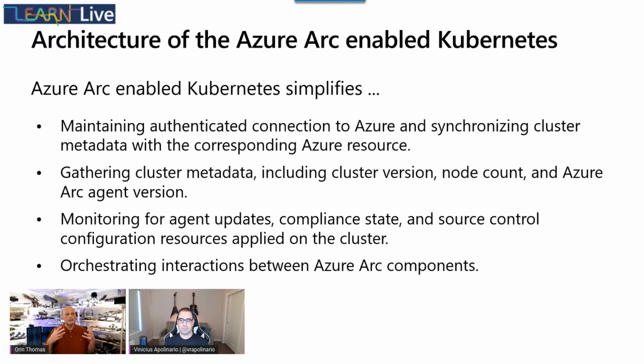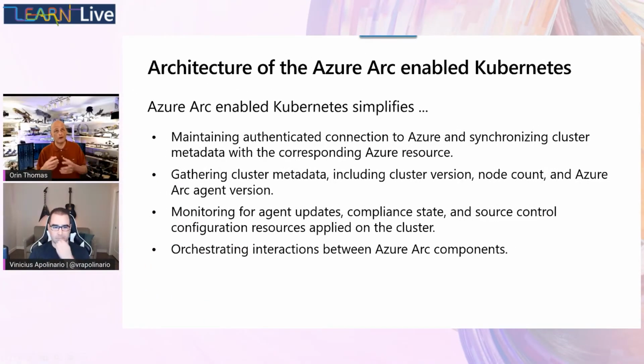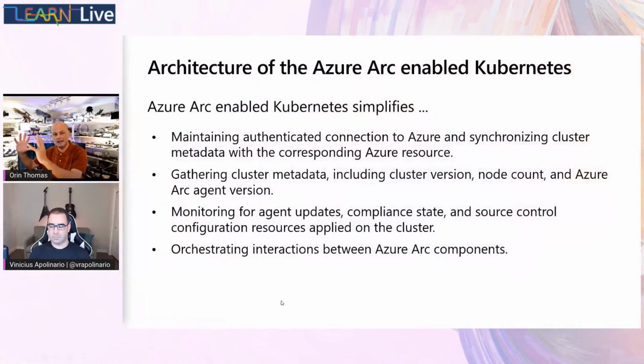So what does Azure Arc enable you to do with Kubernetes? Well, first thing it does is it maintains that authenticated, encrypted connection between Azure and your synchronized cluster. It gets all of that cluster metadata and synchronizes it with the Azure resource, so you can see all of the information about what that cluster is. You don't need to connect to the cluster, go into the cluster to understand what's going on in the cluster, because you are seeing all of that information sitting there in the Azure portal. So it goes and grabs all that data.